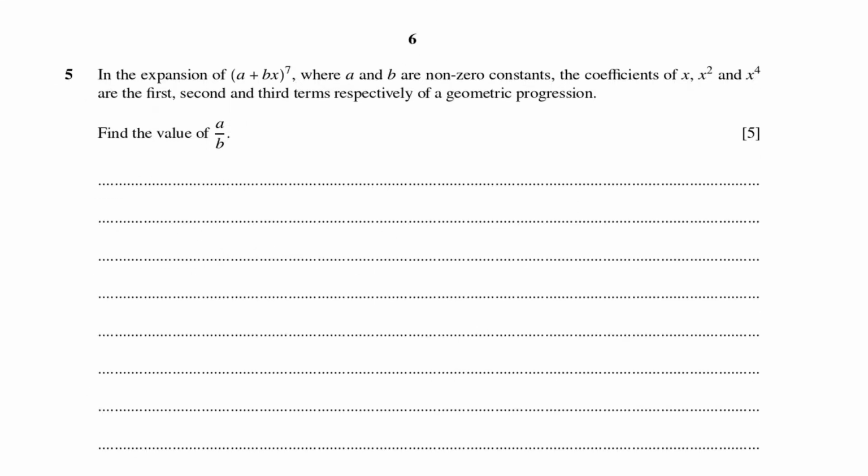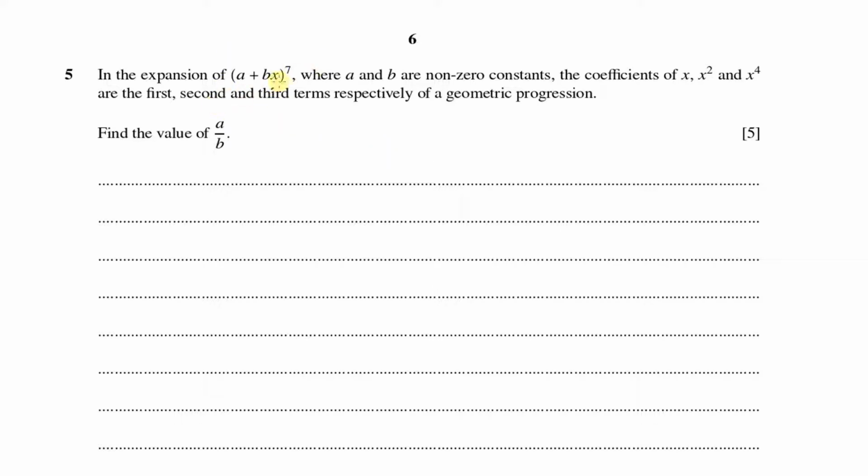Let's go down to the next question. Question number 5. In the expansion of a plus bx to the power 7, where a and b are non-zero constants, the coefficients of x, x squared, and x to the power 4 are the first, second, and third terms, respectively, of a geometric progression. Find the value of a over b.